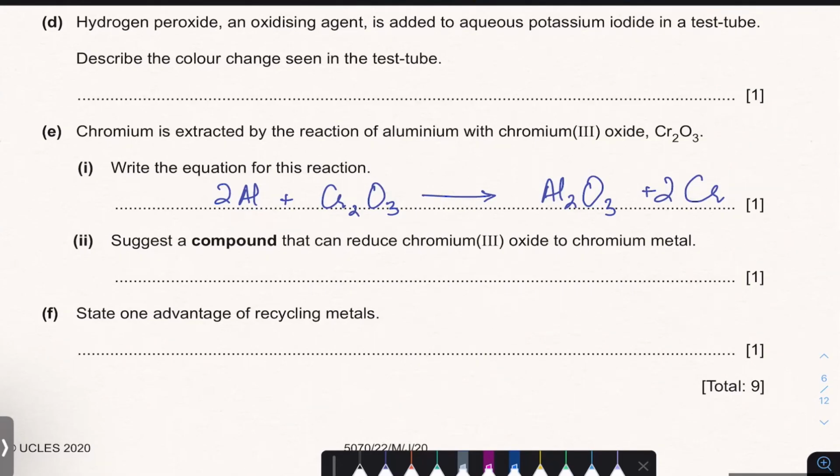This shows that aluminum is more reactive than chromium. So we can use redox reactions to extract metals, and at the same time we can use it to check which one is more reactive and which one is less reactive. Because aluminum has displaced chromium, it shows aluminum is more reactive. But then why doesn't aluminum react? It's a fact you must remember.